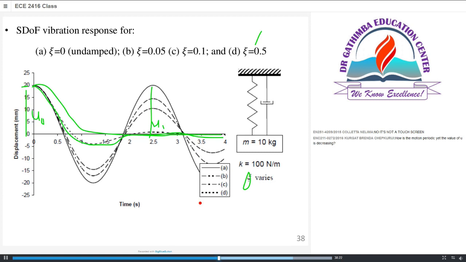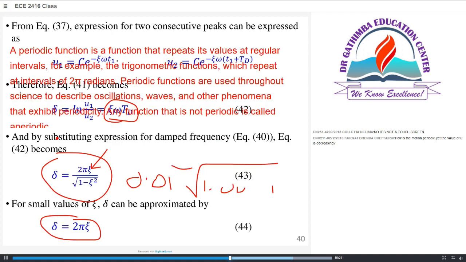What is the definition of a periodic? Periodic motion is a motion that repeats in equal intervals of time. Okay, this is the definition: a periodic function is a function that repeats its value at regular intervals.